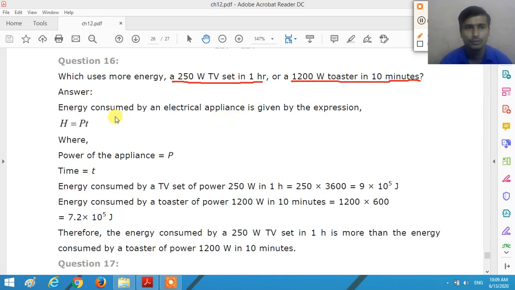So dear students, we know that the energy consumed by an electric appliance is given by the expression H is equal to V into I into T, but V into I is power. So the energy consumed by the electric appliance H is equal to P into T.